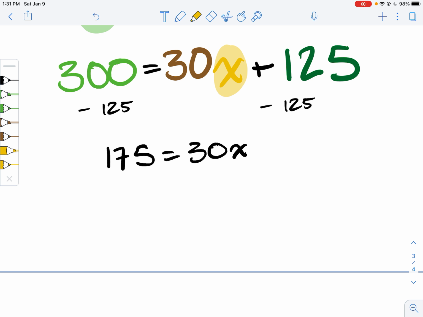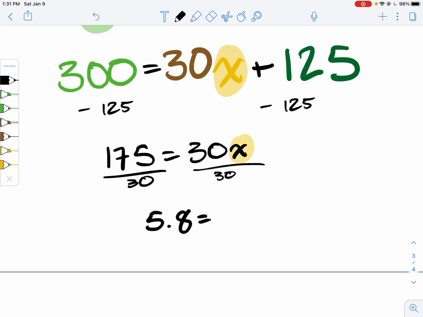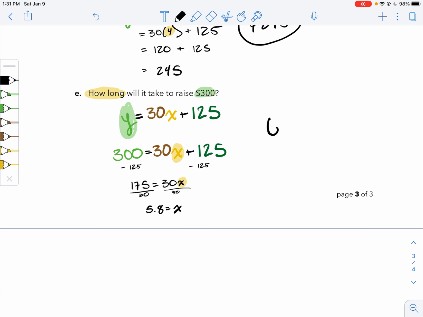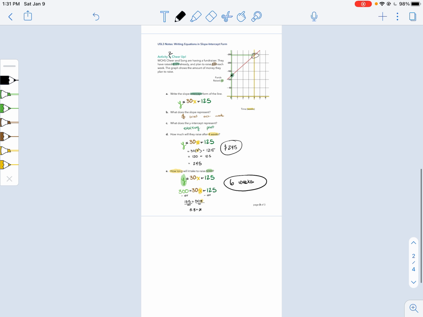And then again, trying to get x by itself, we're going to undo everything that's happening. Divide by 30 on both sides. Gives us 5.8 equals x. But you can't really have like 0.8 weeks. That doesn't make sense. So after how many weeks? We'll say 6 weeks. It'll take 6 weeks to raise 300 bucks. Cool. That's pretty average time for a fundraiser.